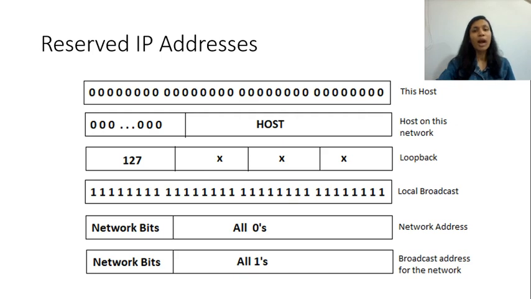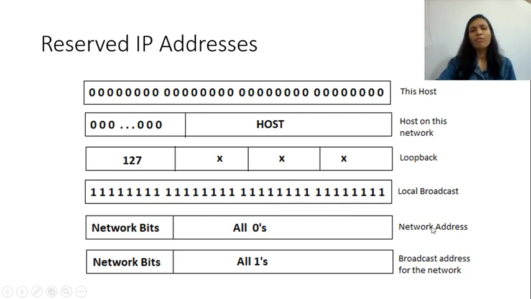Next, you have network addresses. This address is going to be reserved for each and every network that you use. For any network that you use, keeping the network bits as they are and setting the host bits to 0 will give you the network address for that particular network.